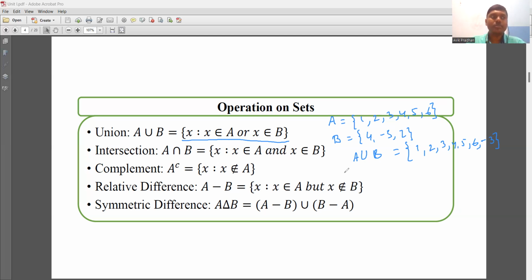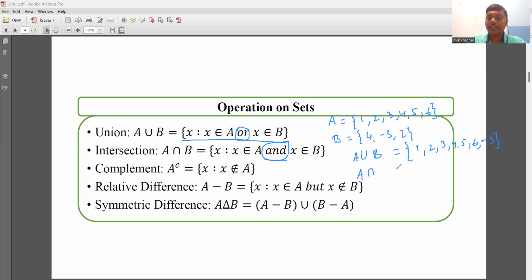Intersection is the set or collection of all the elements x such that x belongs to A and x belongs to B. That means we consider those elements which are common in both the sets. So x belongs to A and x belongs to B. And in the union, you have seen the word or, and in the intersection, we have the word and. So whenever linguistically I mention something as and, in probability theory we consider that as an intersection of the events.